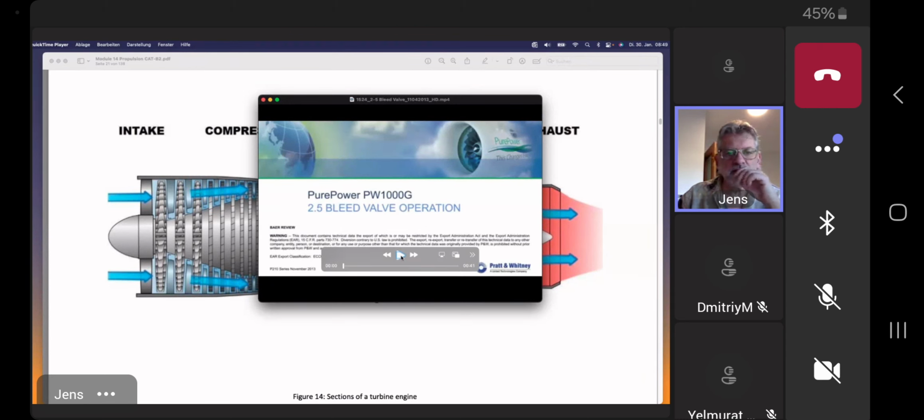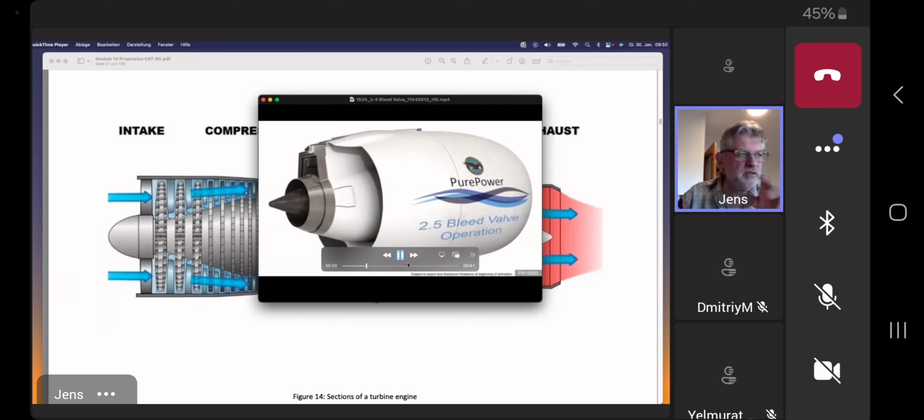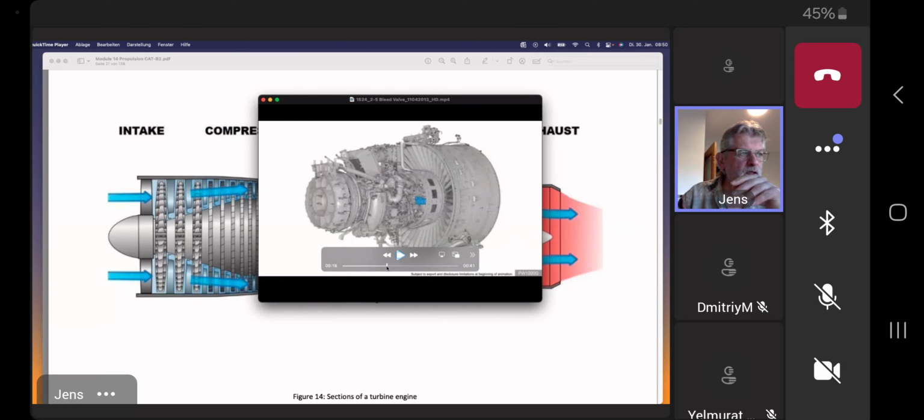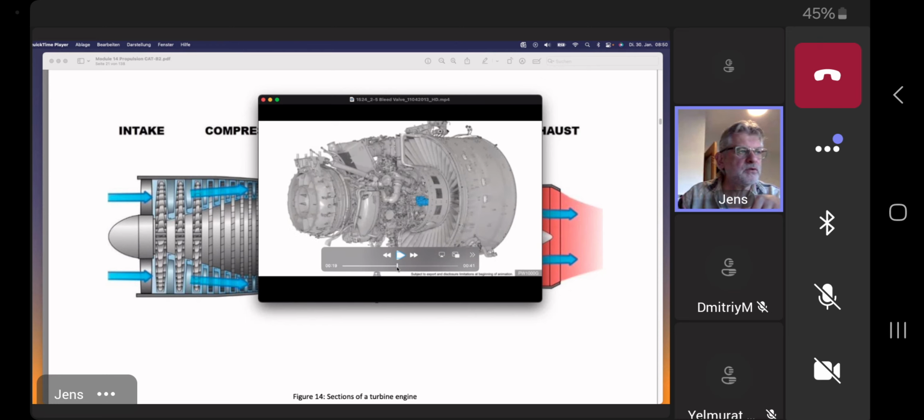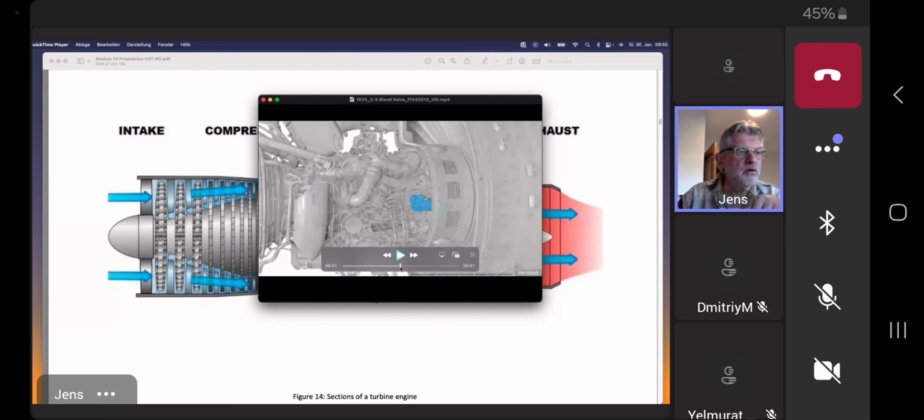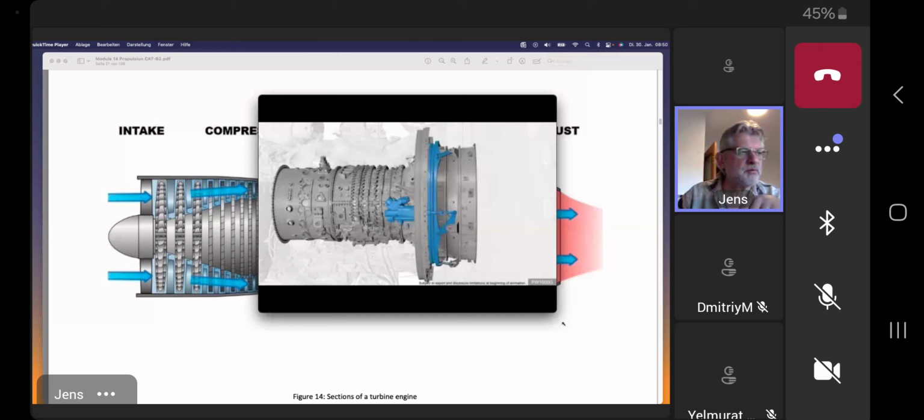One solution was the so-called 2.5 bleed, as they call it in this engine type, which is also a nice example for the station. Now we are after the low pressure compressor. I skip a little forward, and before the gas is entering the high pressure compressor, this is station 2.5, as they call it. You can see the animation, I hope so. Let's stop here.